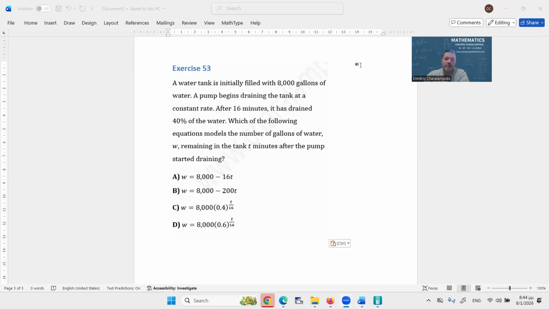Exercise 53. A water tank is initially filled with 8,000 gallons of water. A pump begins draining the tank at a constant rate. After 16 minutes, it has drained 40% of the water. Which of the following equations models the number of gallons of water W remaining in the tank t minutes after the pump started draining?